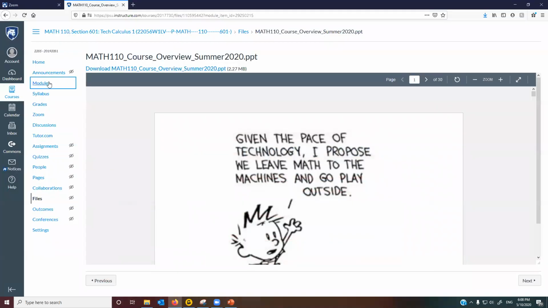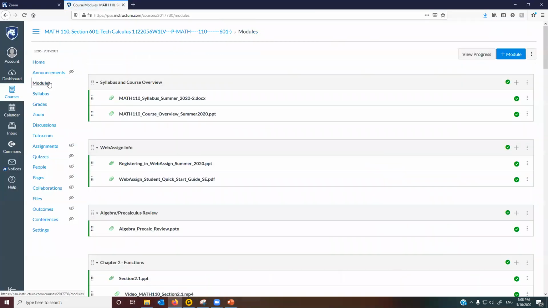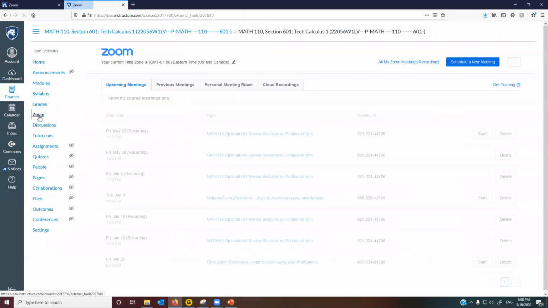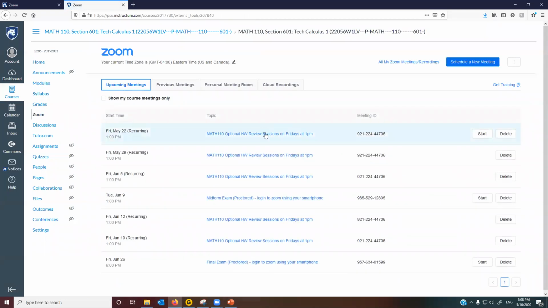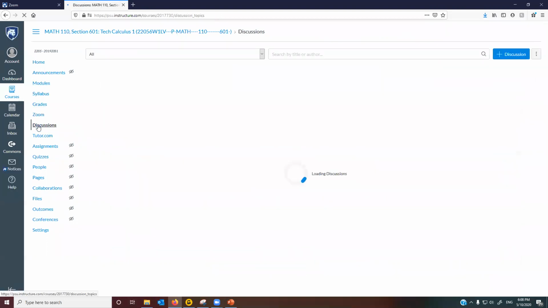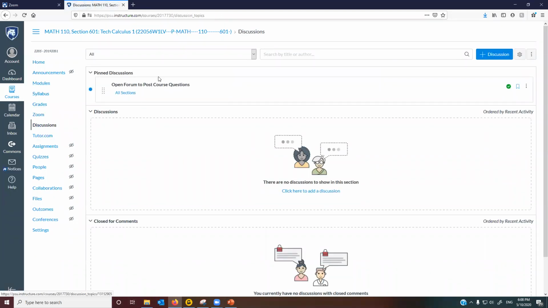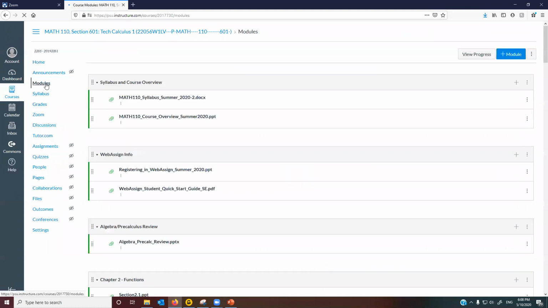Folks, let me go back to Canvas. I want to come here to modules again. First, let me show you Zoom. So if you click here on Zoom, here are the optional homework sessions that you can join. Here is the link for the midterm exam. Here's the link for the final exam. So come here to Zoom and click on any of these meeting links at the appropriate day and time. There's an optional discussion board. Anytime you want to post questions, feel free to do that here in Canvas. And let me go back to modules.